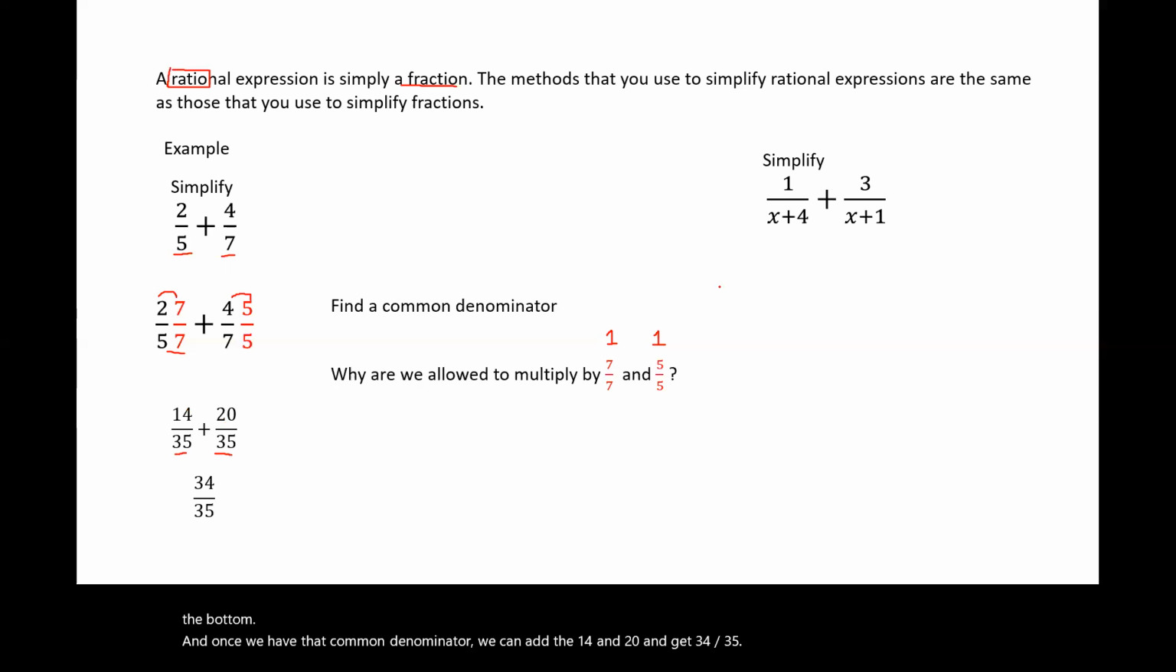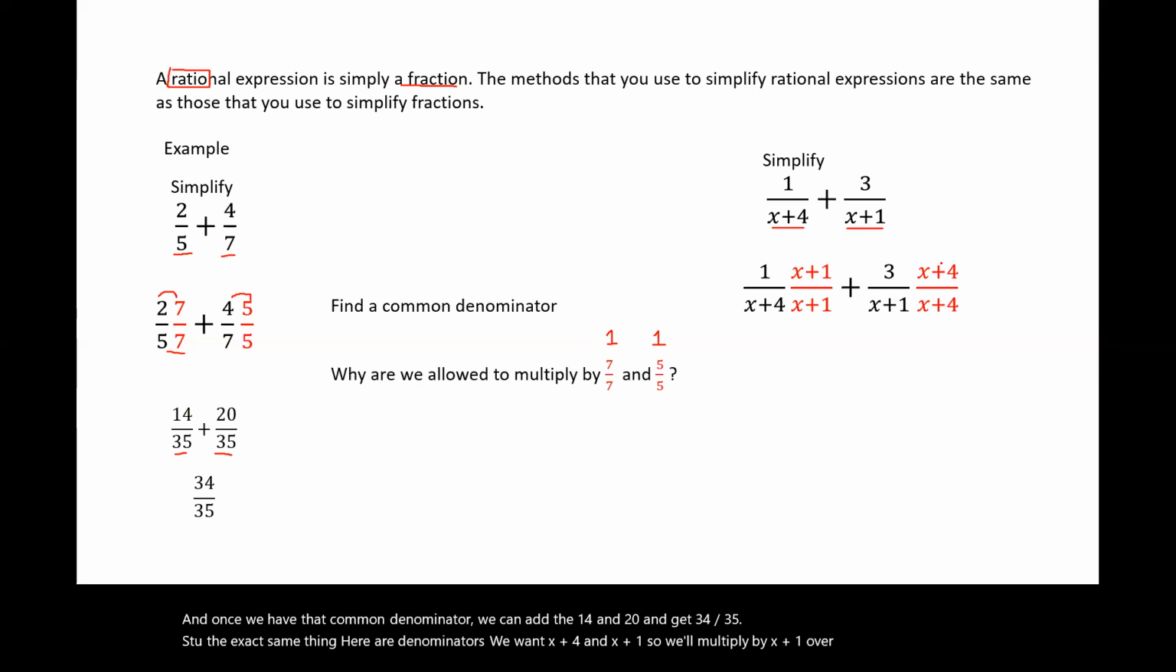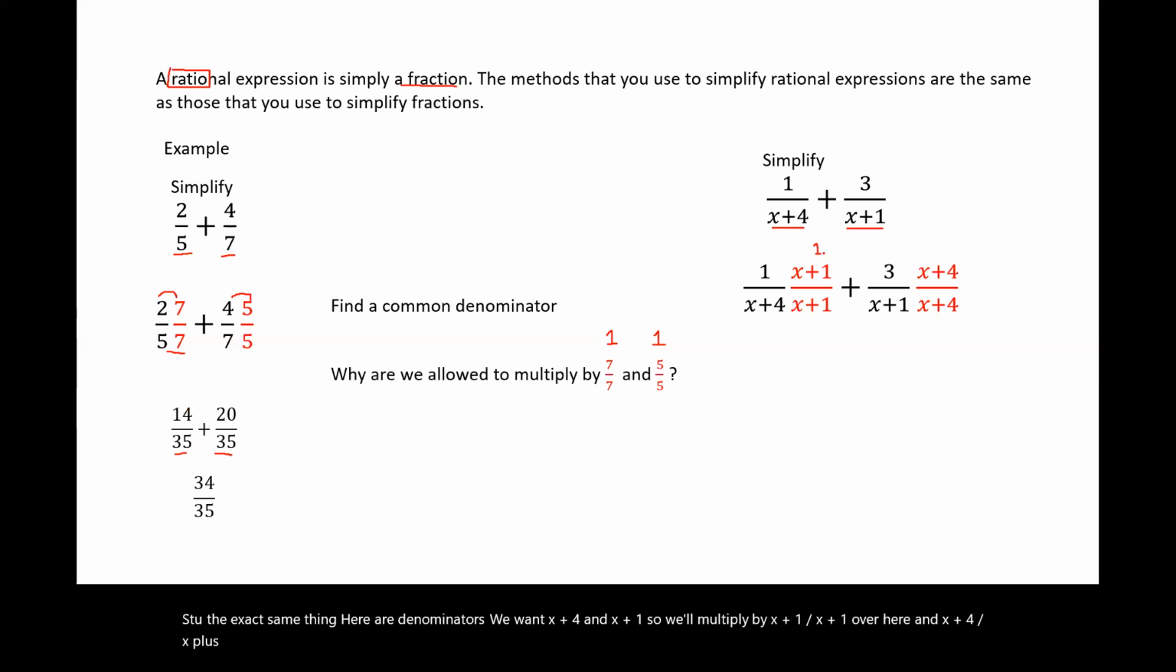Let's do the exact same thing here. Our denominators, we want x plus 4 and x plus 1. So we'll multiply by x plus 1 over x plus 1 over here, and x plus 4 over x plus 4. Again, all you've multiplied by is 1. So nothing has changed, it just looks different.